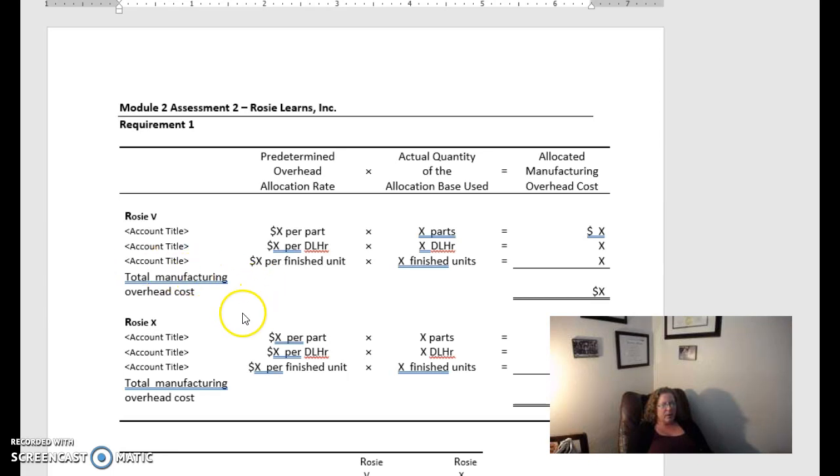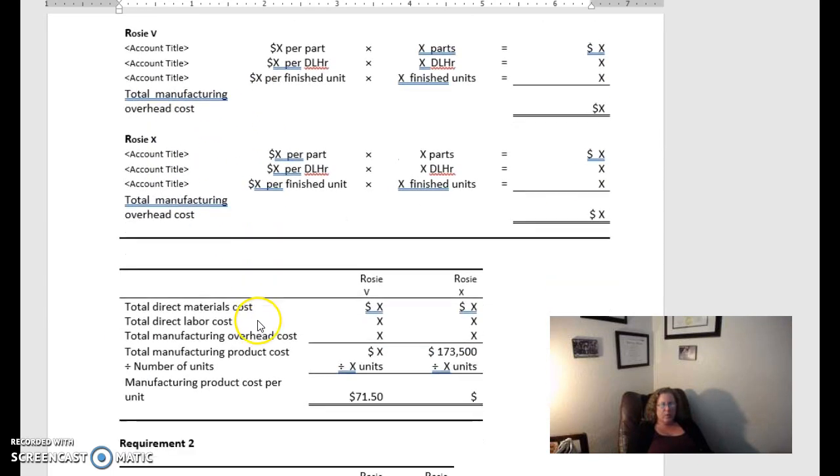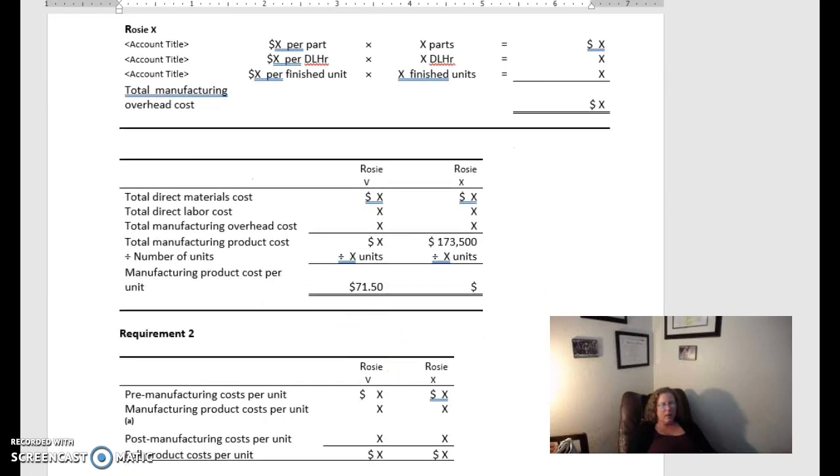Okay, all right. And then you'll come down here and the information that you'll fill in here, the total direct material cost, you will have already calculated that up here. So you'll just be pulling that information from what you have calculated. For the most part, you will be getting that from here. So you'll just plug everything in. All right.